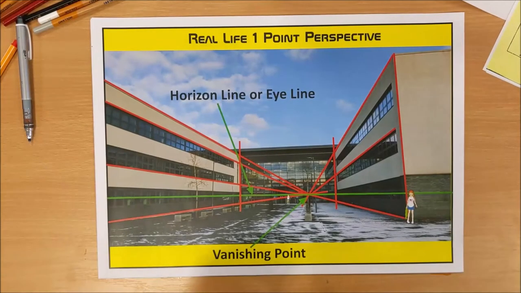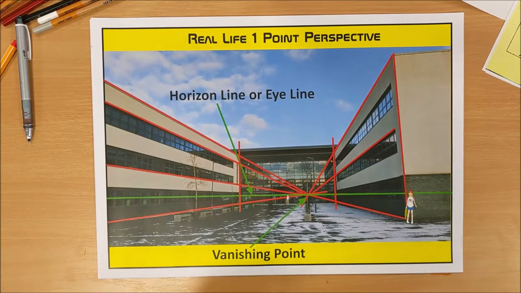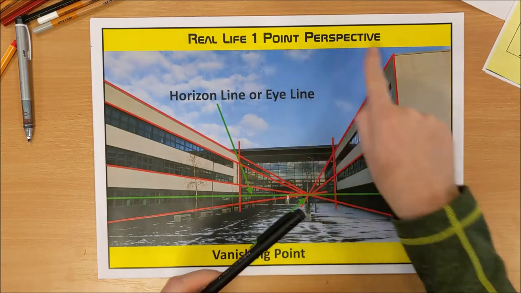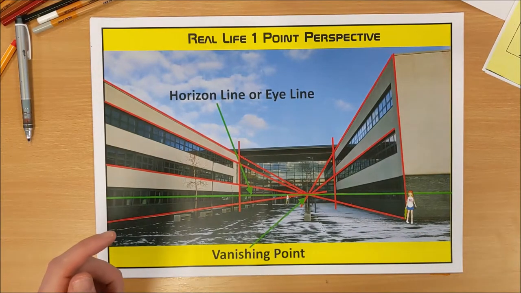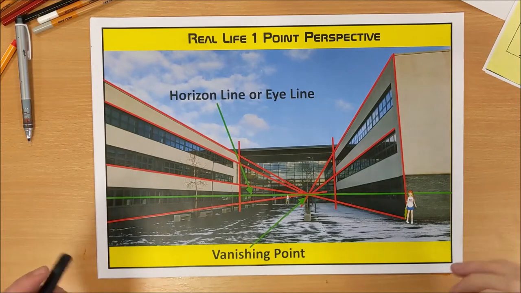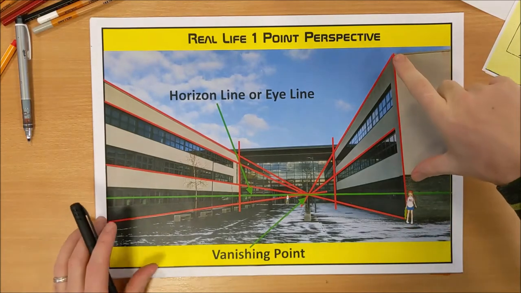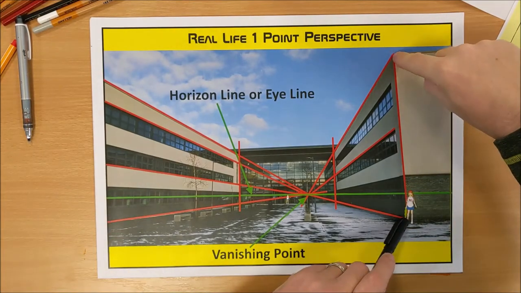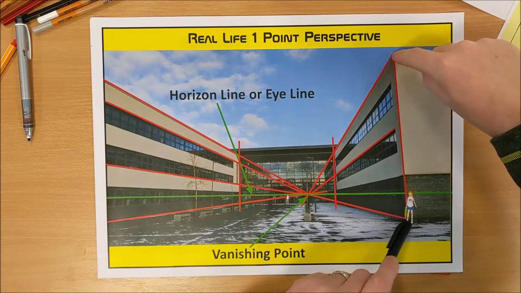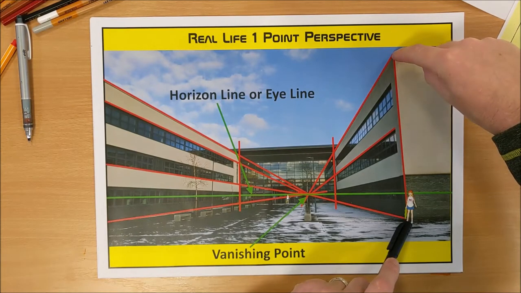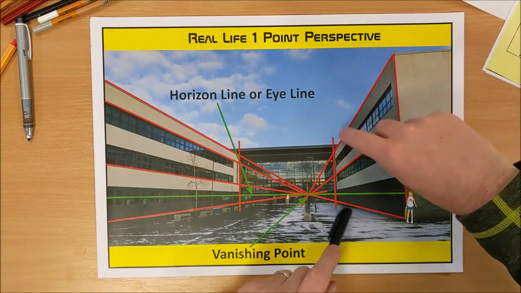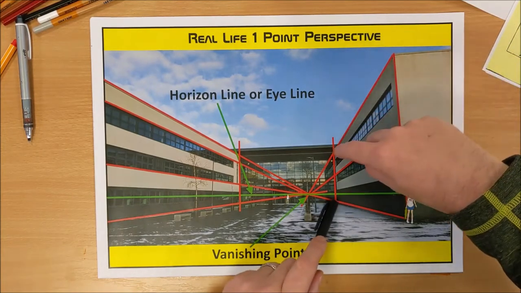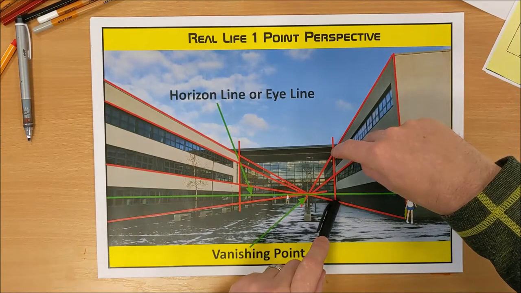Hi, this is an introduction to a 3D drawing method called one-point perspective. The concept is that things in reality get smaller the further away they go from you. You can see that as a good example here. The size of the corner of this building is what it is when you're stood right beside it, and as it goes away in the distance, the height gets smaller as it goes further away.